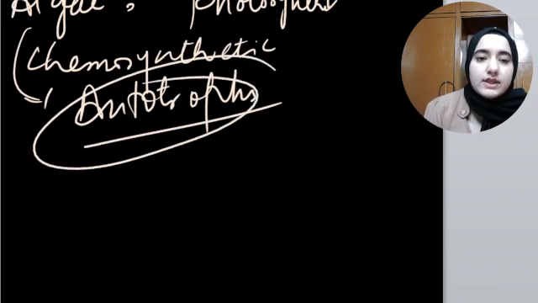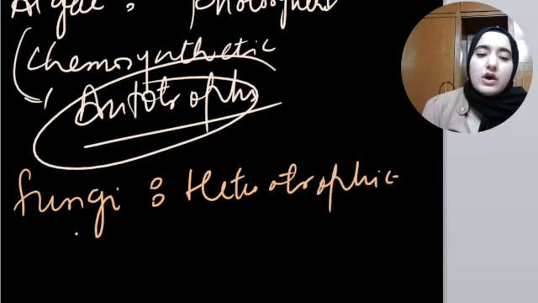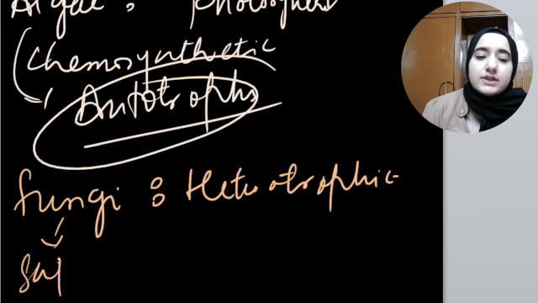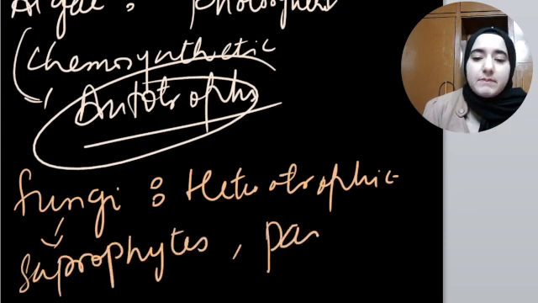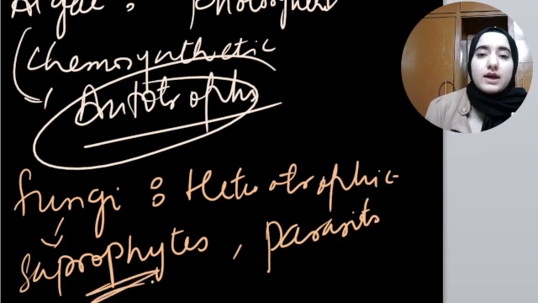Okay, then we have fungi. Fungi are heterotrophic. They might be saprophytes or parasites. Parasites are those organisms which are dependent on someone's living body. Saprophytes are those organisms which are dependent on dead and decaying organic matter.